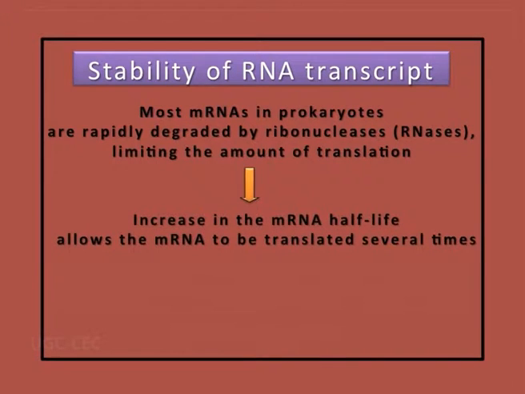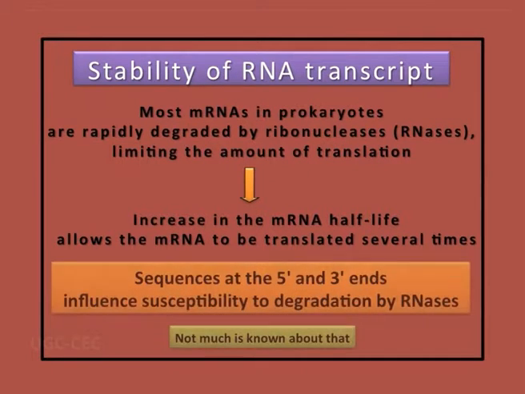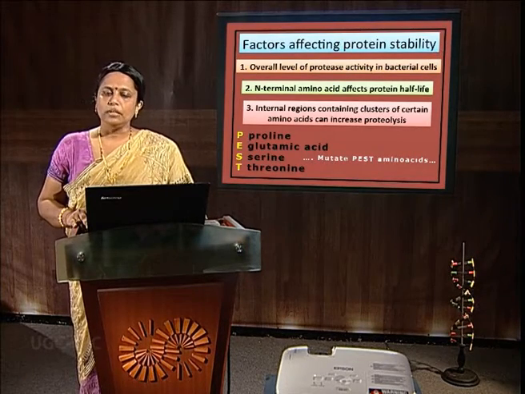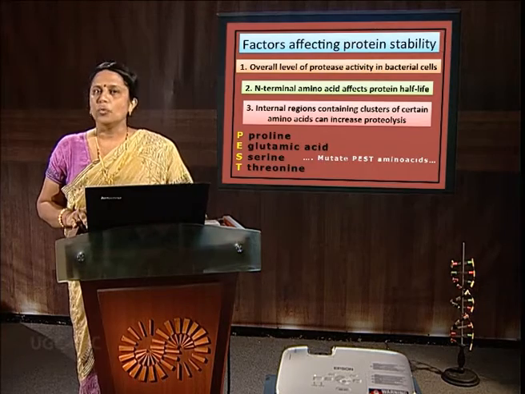We have to increase the stability of mRNA, or the half-life of the mRNA has to be increased. How can it be done? Sequences at the 5' and 3' end of the mRNA influence the stability of the mRNA or protect it from degradation by RNases. Not much information is available about it. Work is still going on.